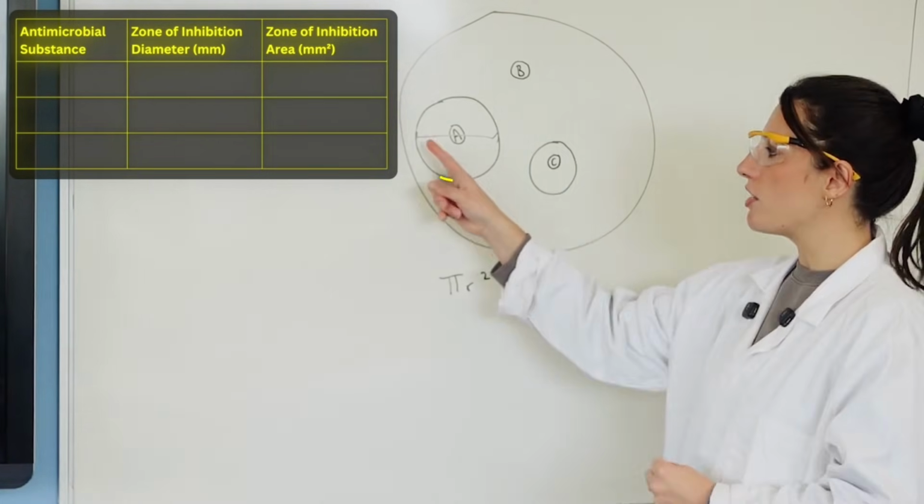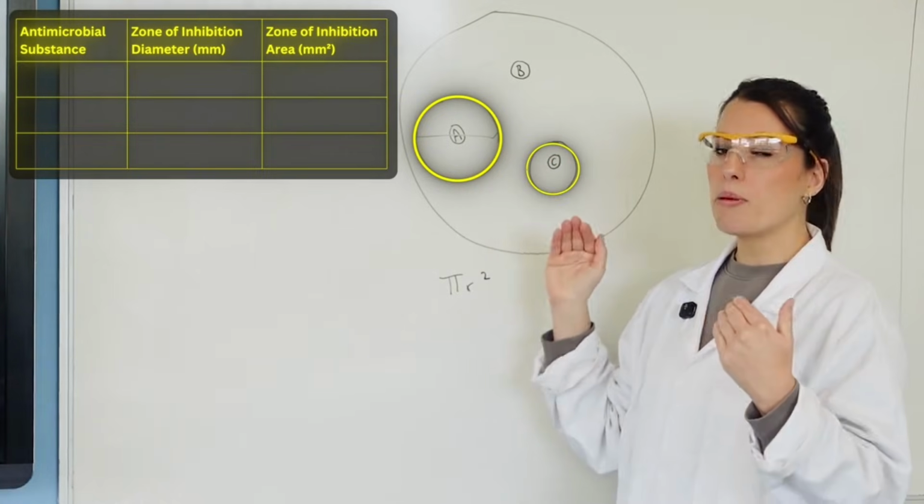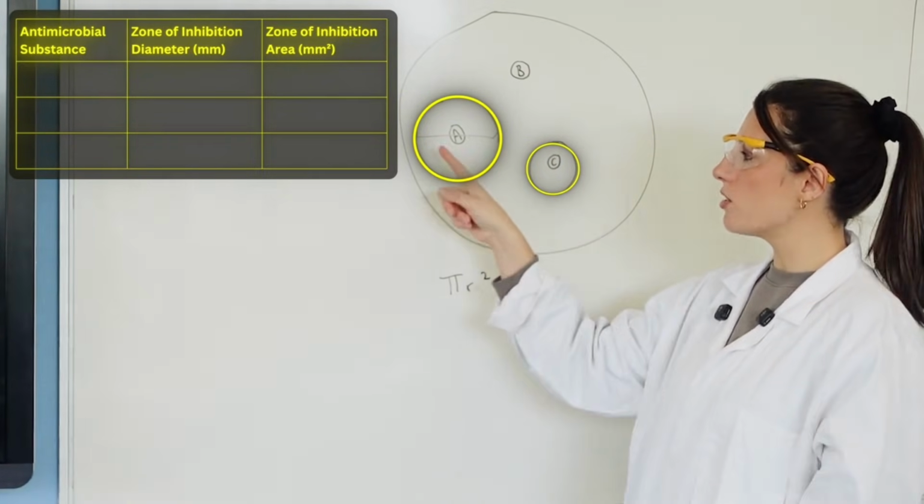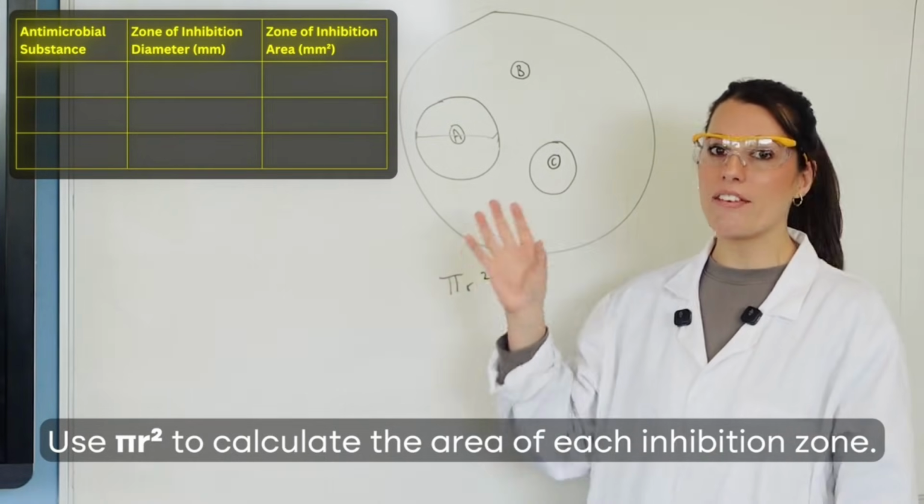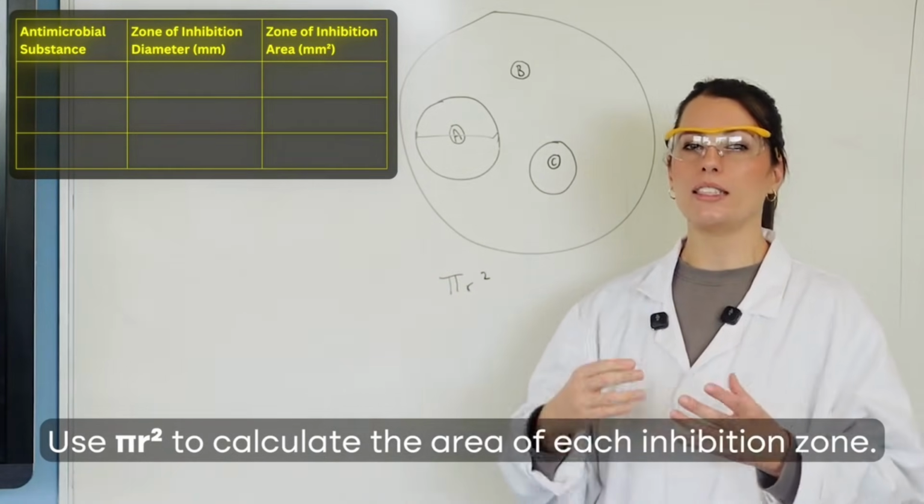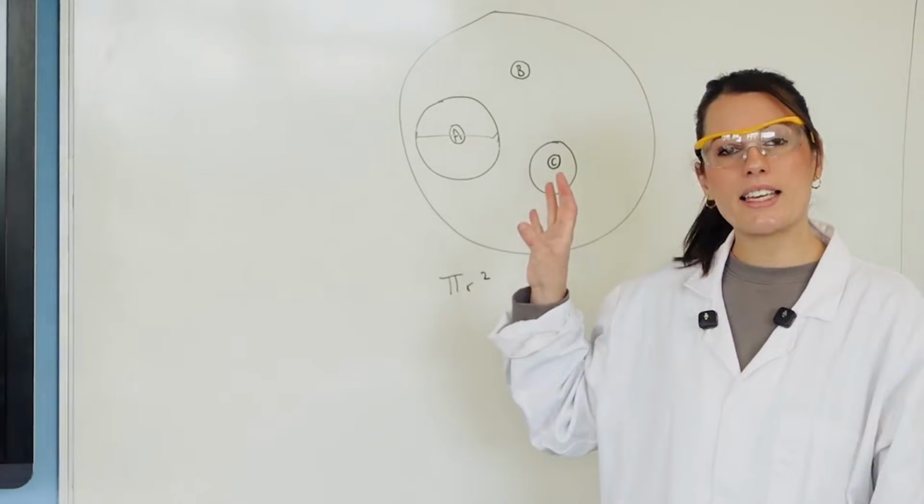Now so far I've actually just mentioned doing it with the diameter. It would be better if you had it as the entire area. So once they've measured the diameter, they can then do pi r squared to calculate the area of each inhibition zone and pool their data for the mean area. So that's the data they're going to be collecting.